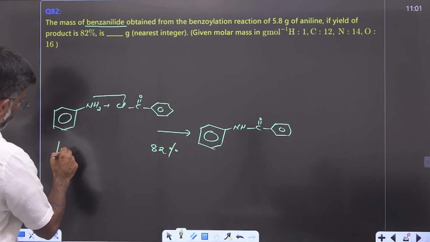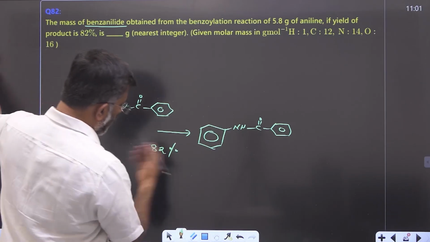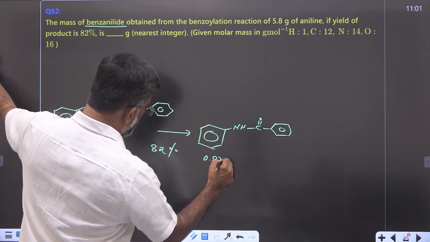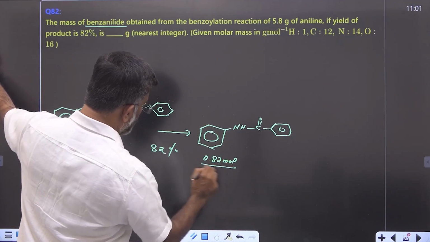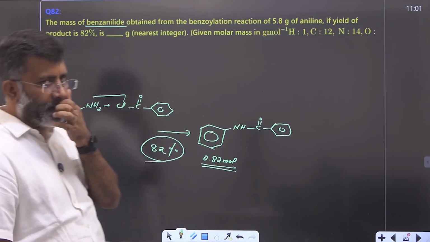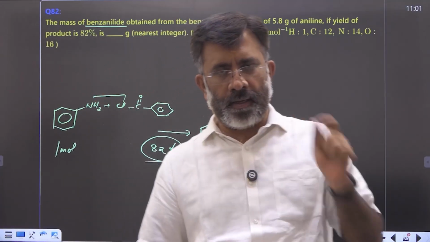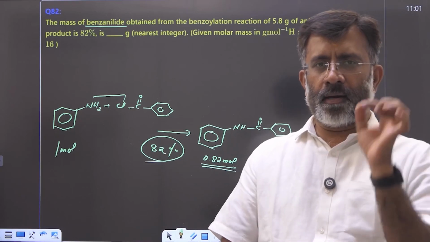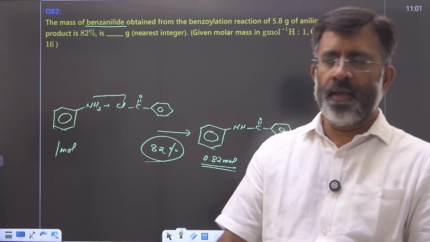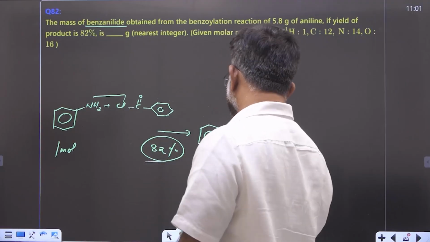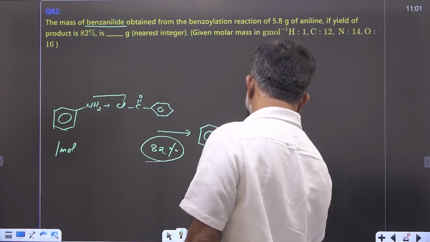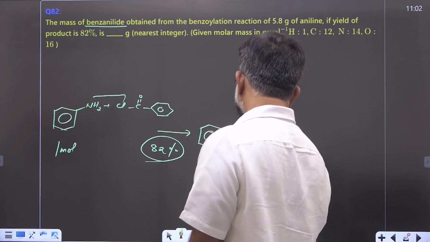Please understand, 1 mole will give you 0.82 mole. That is the point. See, the yield is only 82%. At 100% yield, 1 mole will be converted to 1 mole. At 82% yield, 1 mole will be converted to 1 into 82 by 100, that is 0.82 mole.